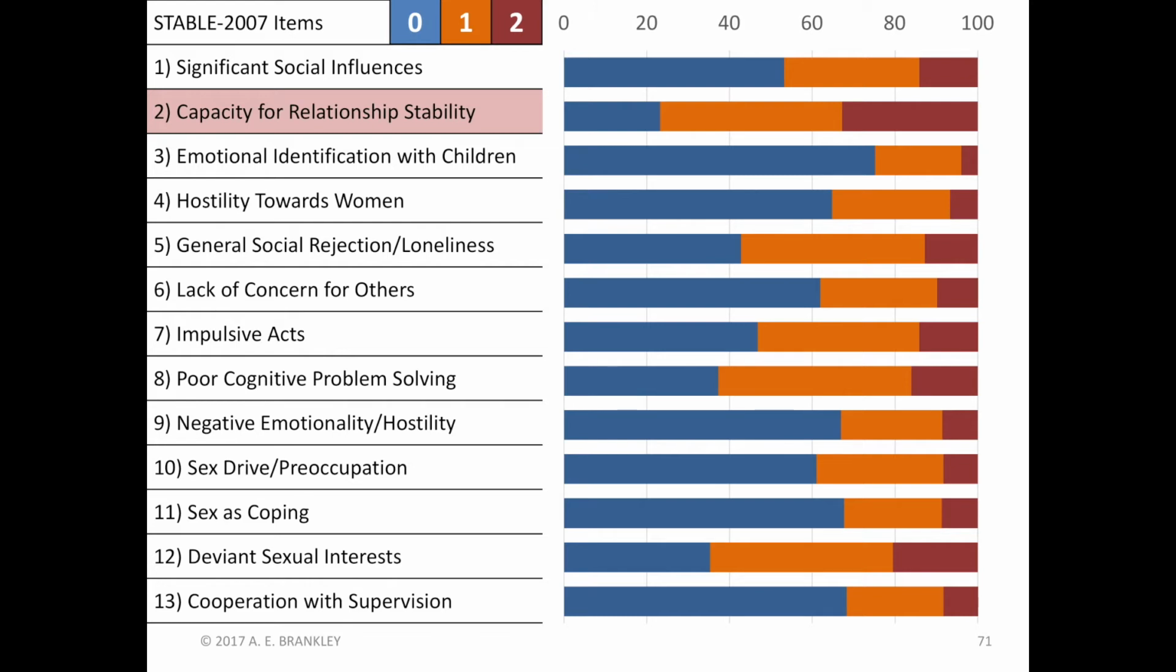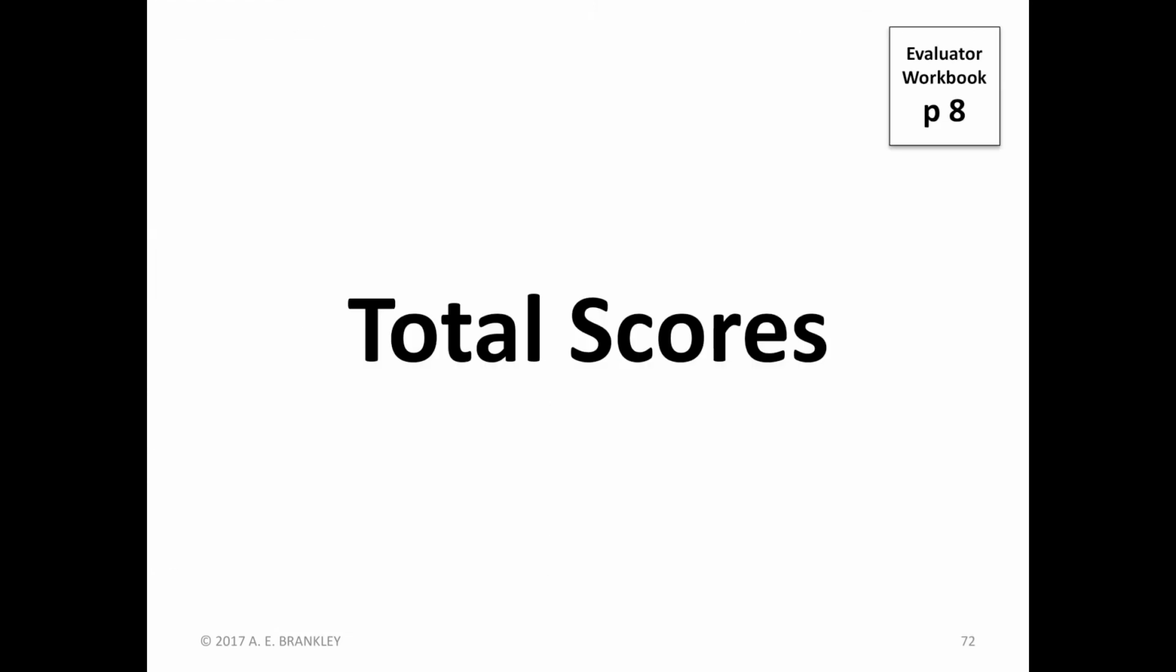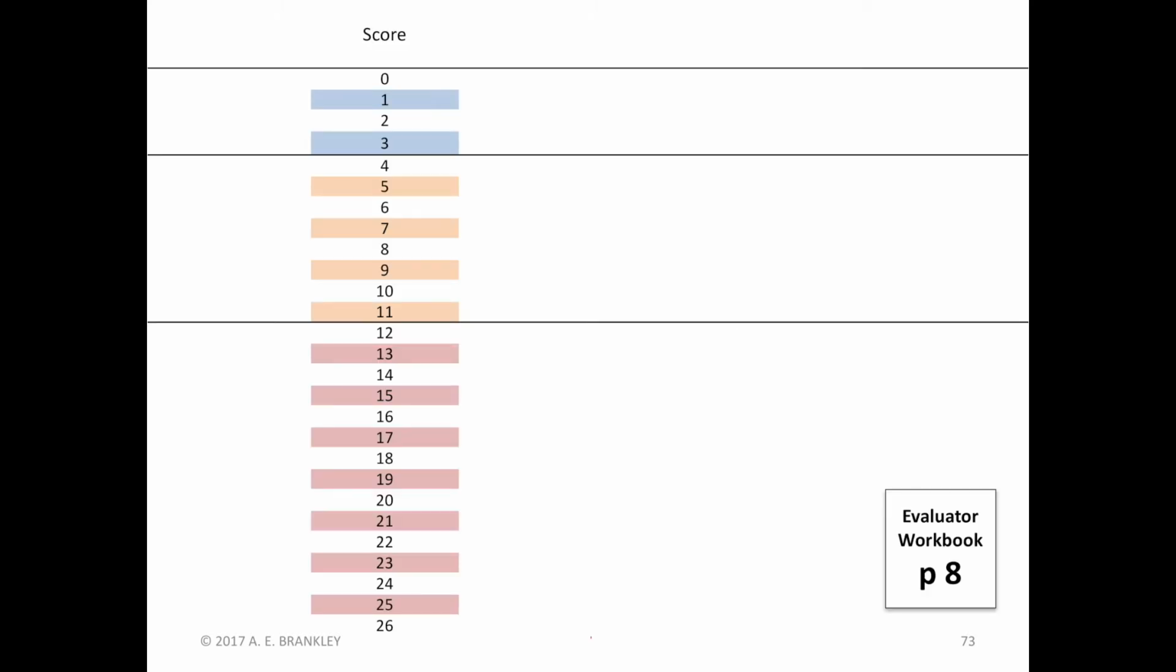Overall, this visual display may be useful for promoting discussion amongst your colleagues about what is normal and what you should expect when scoring someone on stable 2007. If you turn to page 8 of the workbook, you can see the updated information on stable 2007 total scores. Stable total scores range from 0 to 26, 24 if the client has never offended against a child.